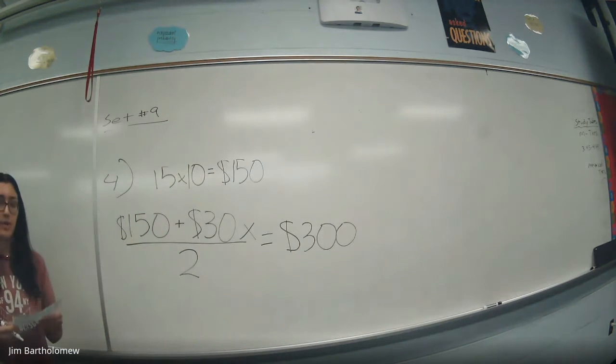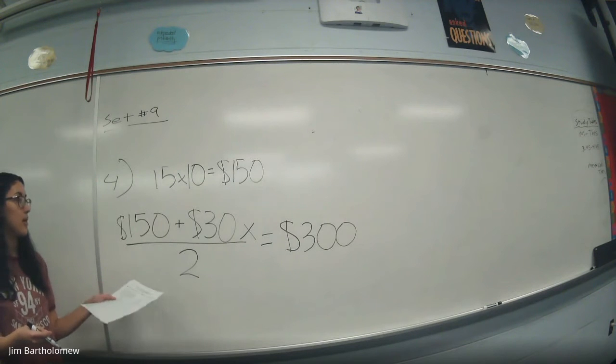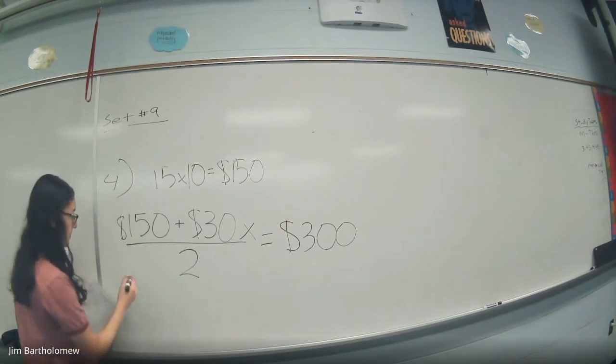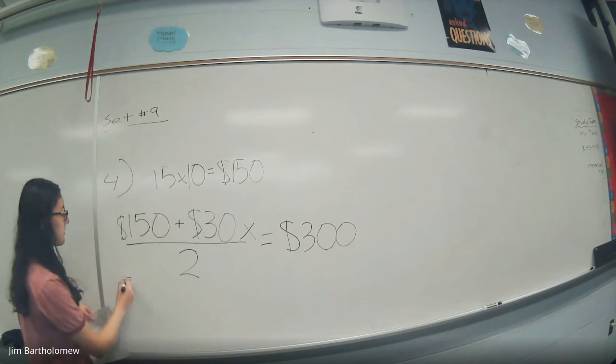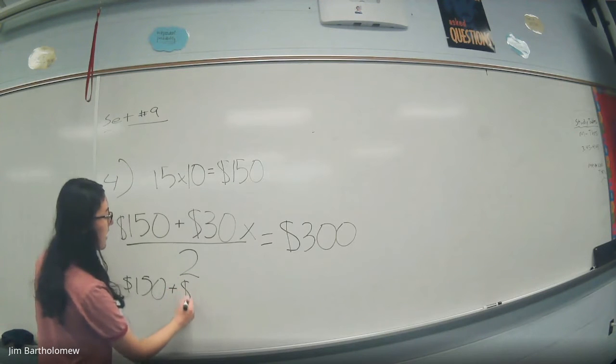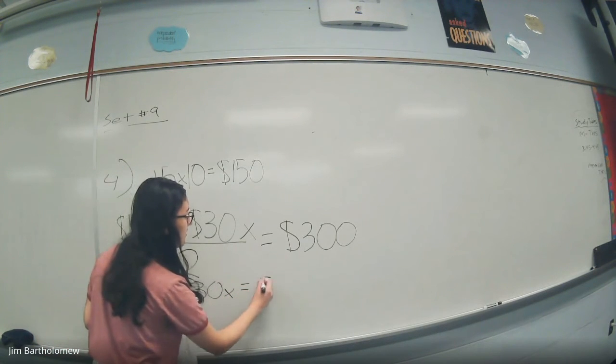So now we have an equation that we can just solve for. So what we're going to do is first multiply by 2 on both sides to get rid of the division by 2. So then you're going to have $150 plus 30x equals $600.